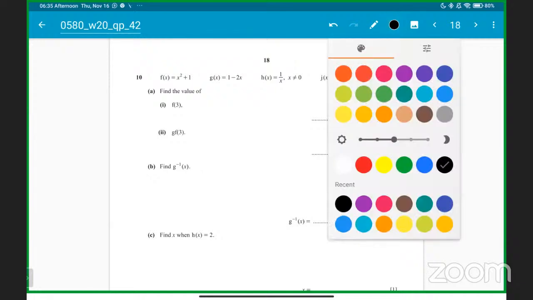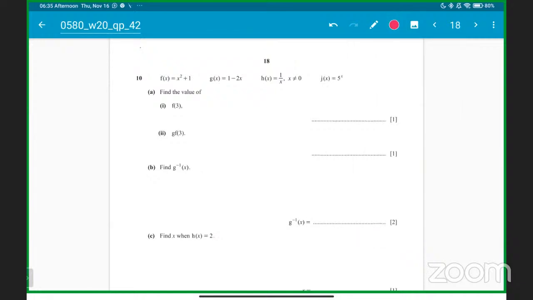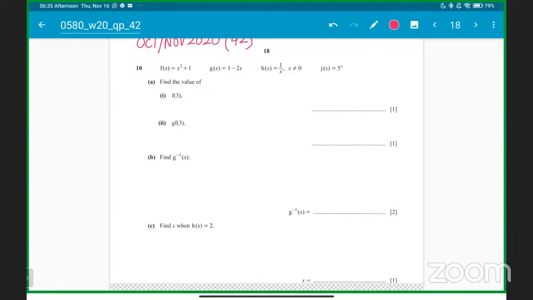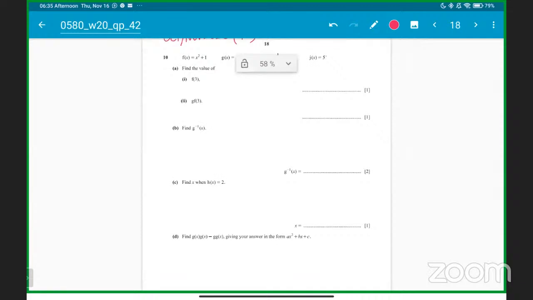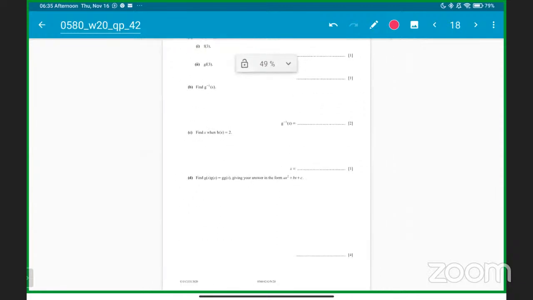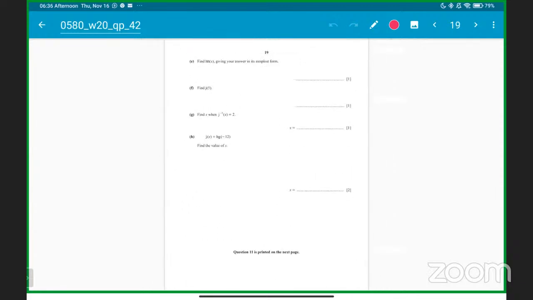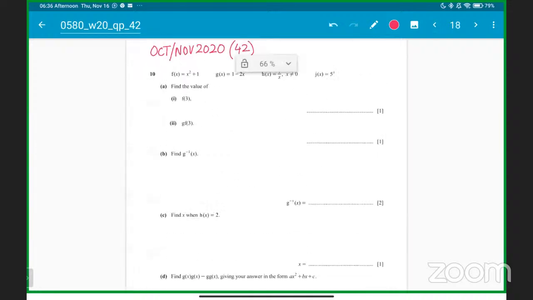So here we go. What we have is October, November 2020, paper 4 variant 2, and they're asking us to solve a whole question. It is a 14 marks question on functions. Okay, so it's a lot of marks, just on the functions chapter. So it's huge, and we'll try to learn this.